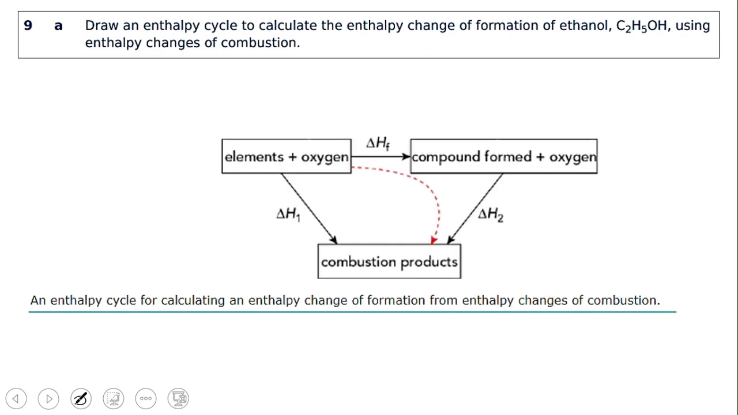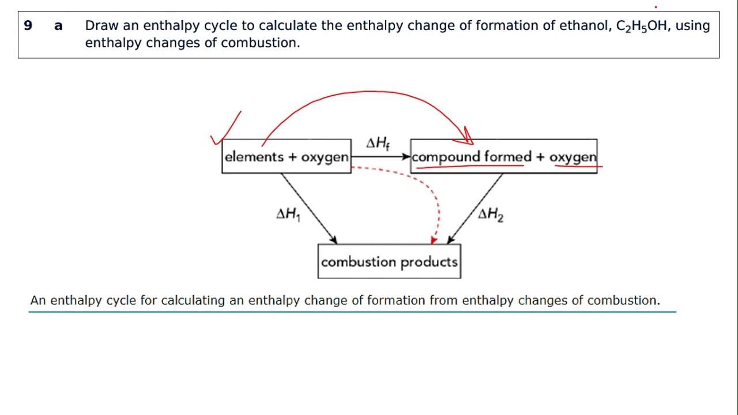In this case, we are going to write all the elements on this left side plus oxygen because it is going to involve the combustion. These elements are going to form the product here. Compound formed we are going to write here, plus the same number of oxygen we are again going to write here, because this formation is including combustion as well. So this is a method to make this cycle.